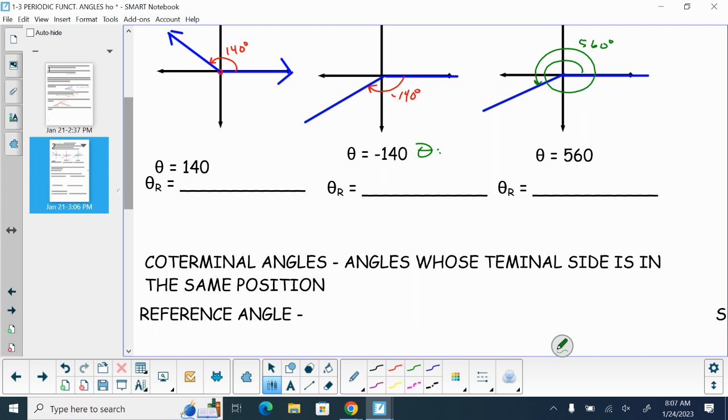Rather than rotating negative 140 degrees, what would be another angle for our rotation here? Rather than going negative 140, what would be our angle of rotation? Write it down. Check your answer with somebody around you. What would be another angle we would have?